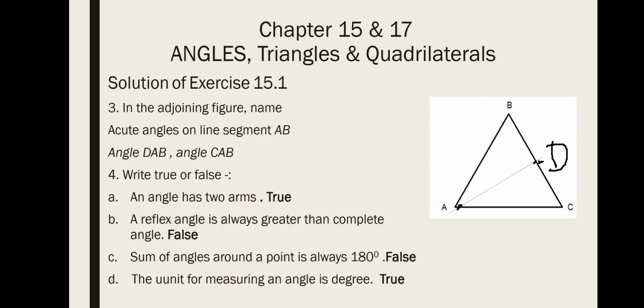Right, true or false. An angle has two arms. It is true. The reflex angle is always greater than the complete angle. It is false, because a reflex angle will be less than a complete angle. The sum of angles around a point is always 180 degrees. False, it is 360 degrees. The unit for measuring an angle is degree. True.